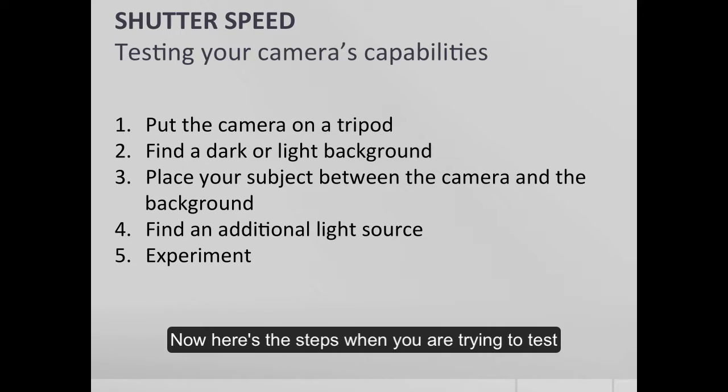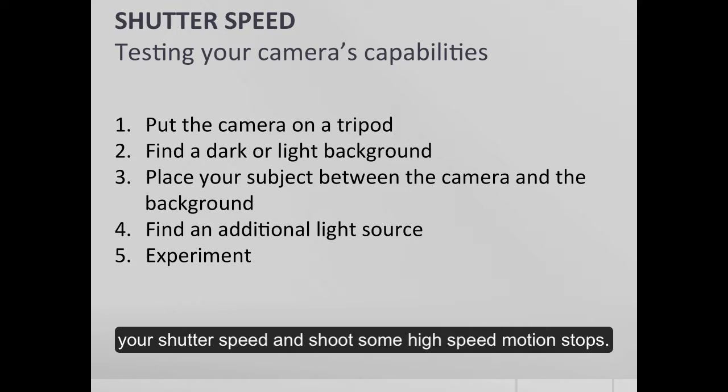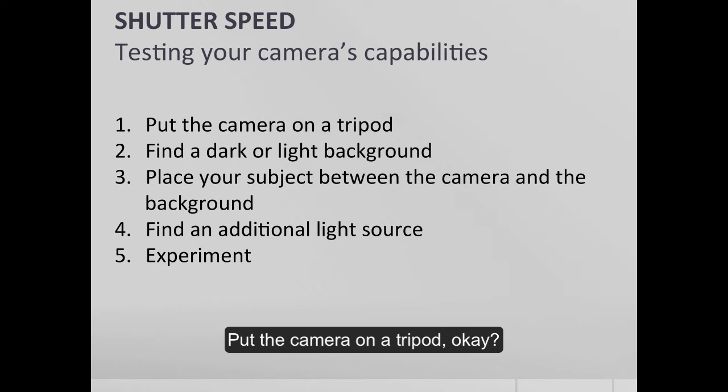Now here are the steps when you are trying to test your shutter speed and shoot some high speed motion stops. Put the camera on a tripod. This just helps for composition a bit, so you're not trying to run some action and get your camera in the right spot. You want to try to find a decent background, whether that be dark or light. Some of those presentation boards that you can buy at a store work great for a nice big white background. Put a black sheet, or black felt velvet works really nice, over top of something propped up behind your subject.